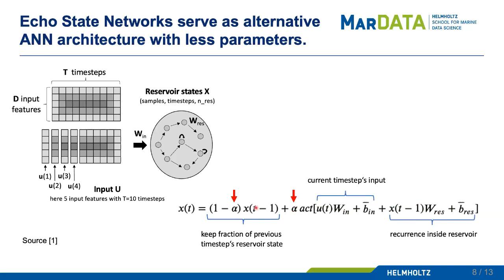Yeah, I just want to emphasize again this leak rate alpha here. We're going to come back to that later. Just keep it in mind. So eventually, when I feed the complete sample into the reservoir, I get the final reservoir states, X of capital T.